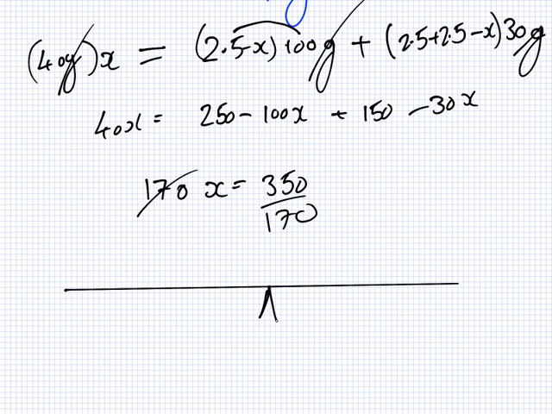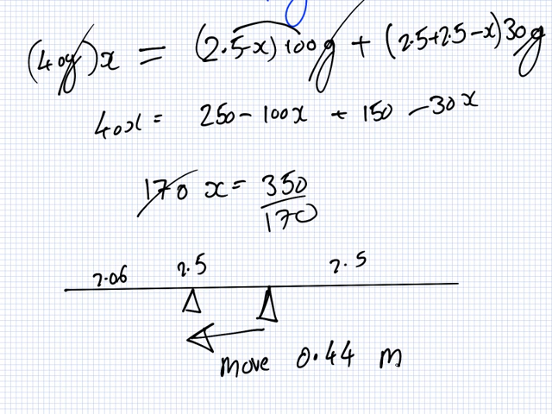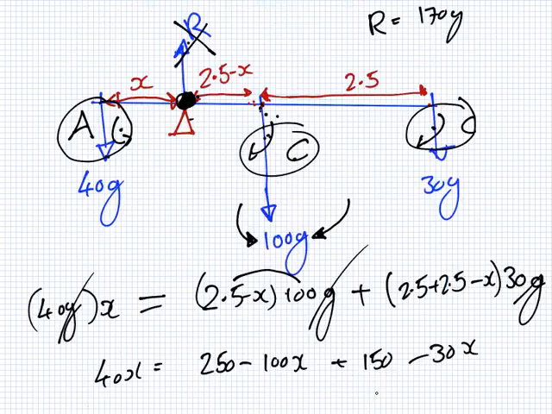Here is where the old pivot was at 2.5 and 2.5. He should move it so that it's now 2.06. So how far to the left does he need to move it? 0.44 meters towards the girl. Well, we drew the girl on the left. This is the answer then. Sorry, towards the boy.